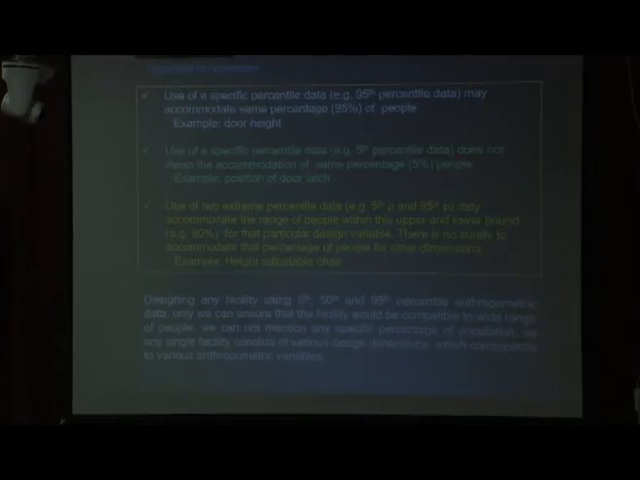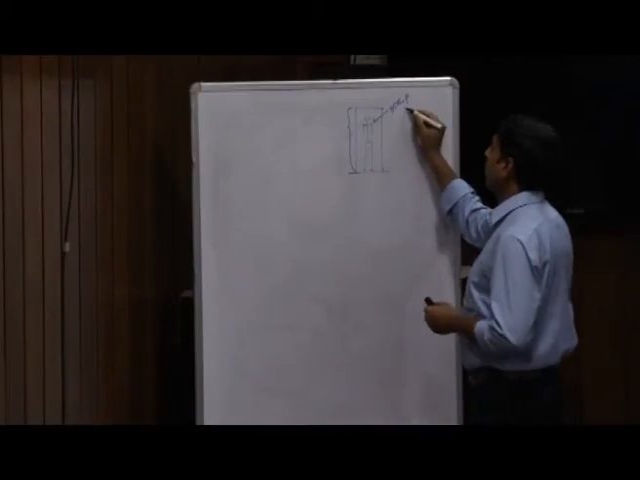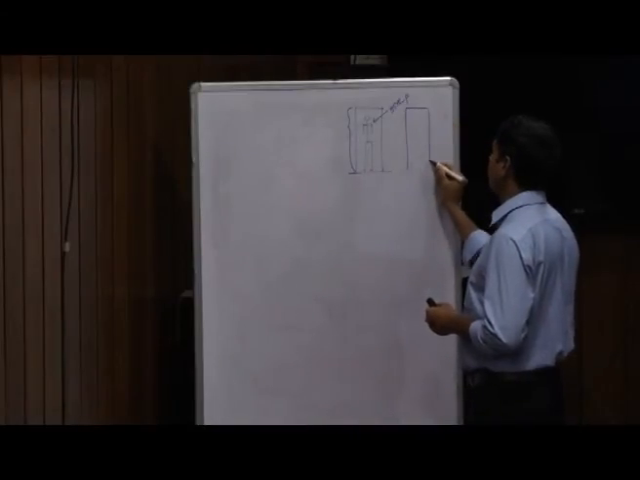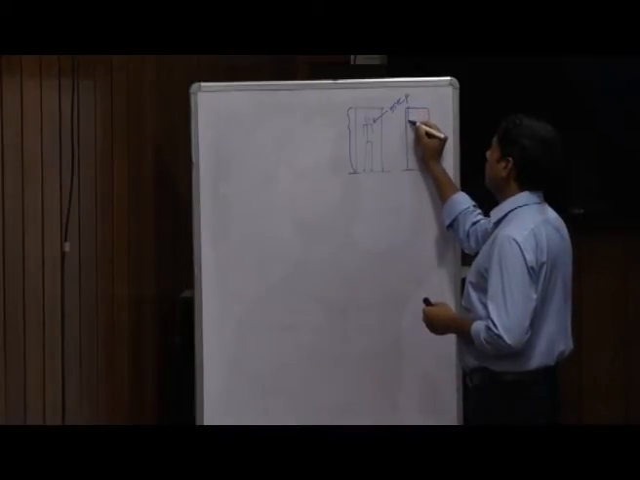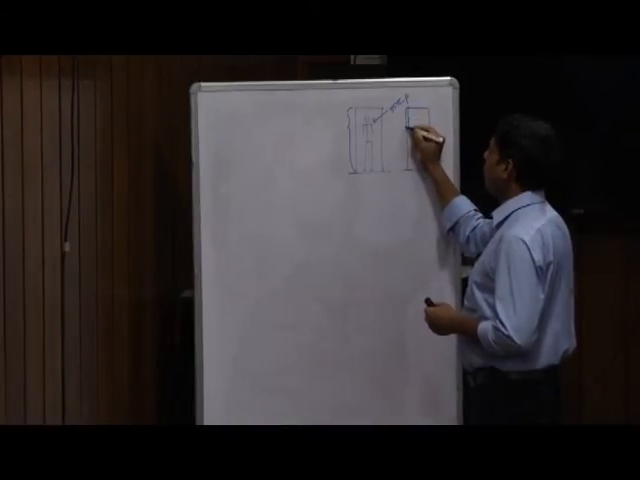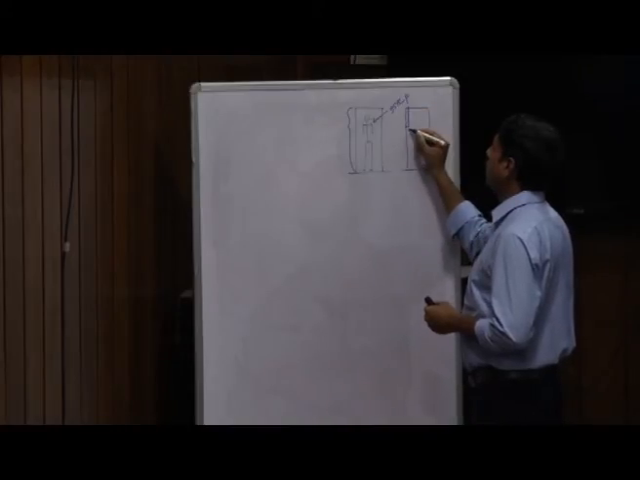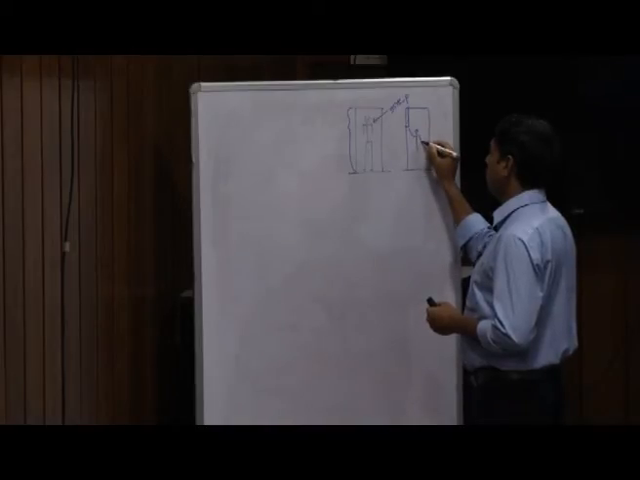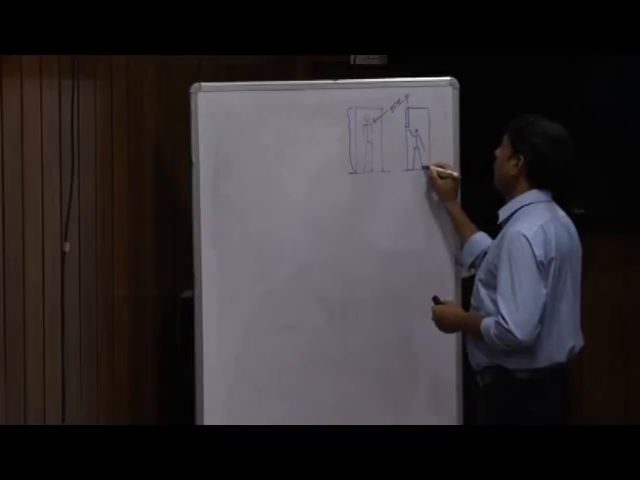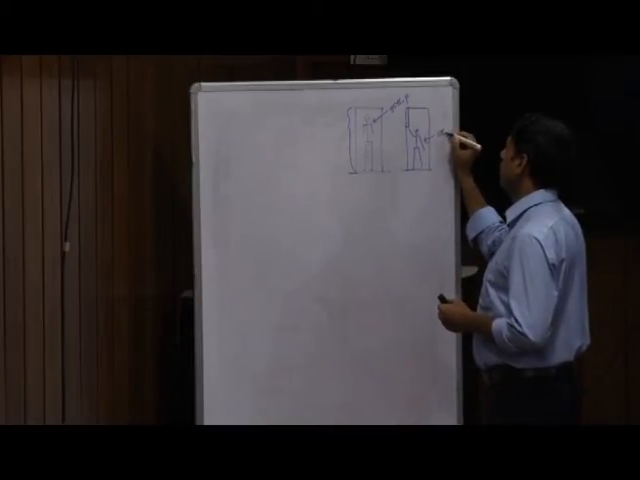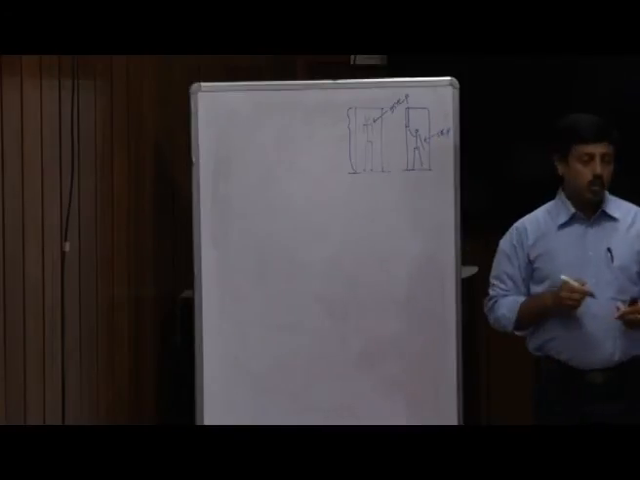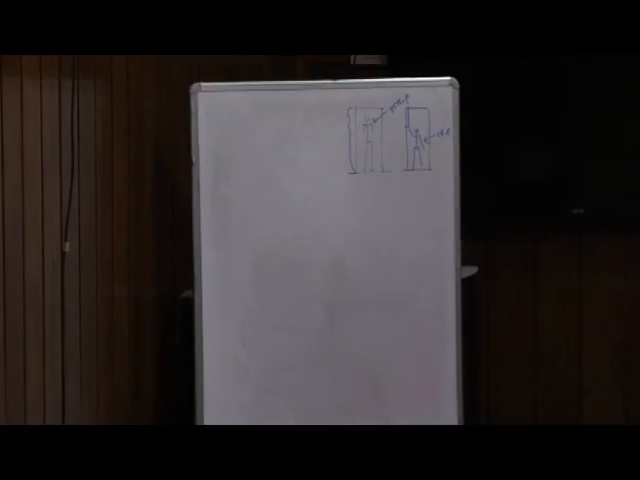If we come to the next point, use of a specific percentile data, say 5th percentile data, does not mean that it will accommodate the same percentage, that is 5%. We also discussed the example of door latch. While we are positioning a door latch on the door, and for that purpose we are using the 5th percentile arm reach value, what will happen? In this case, for positioning the door latch, we are taking the anthropometric variable vertical arm reach, and we are using the 5th percentile value.